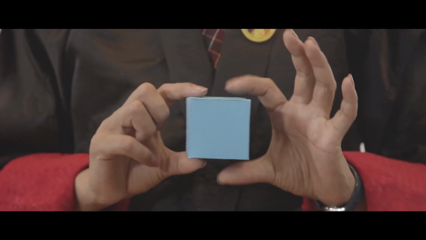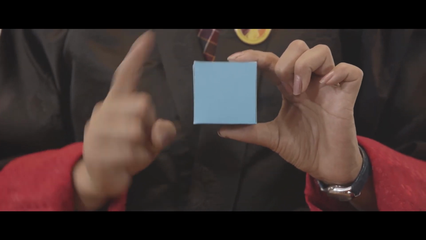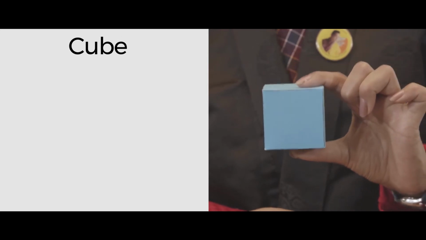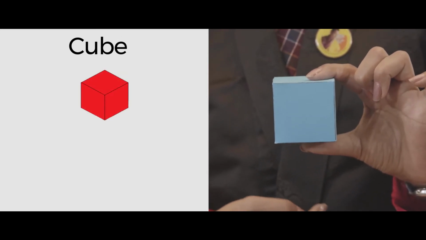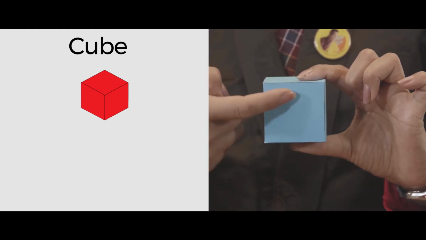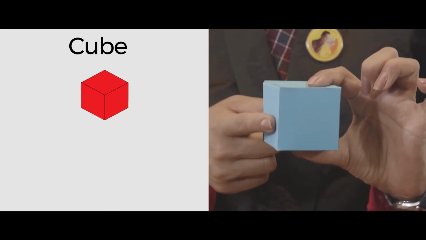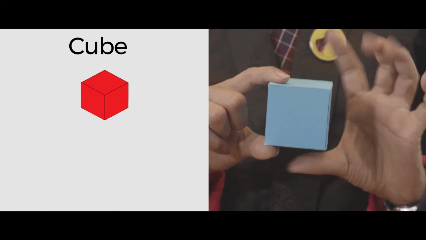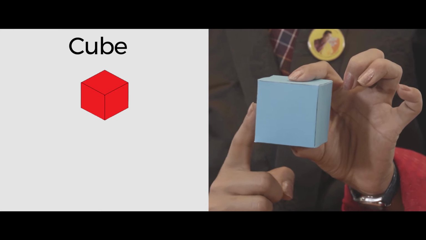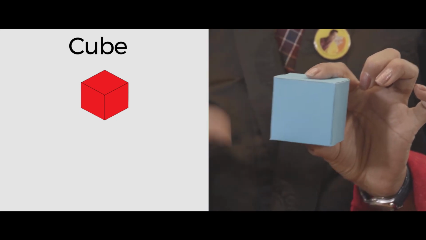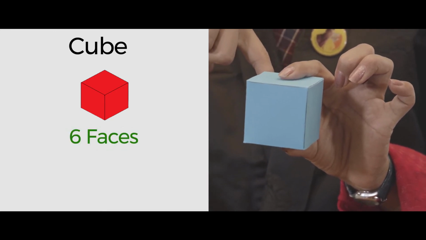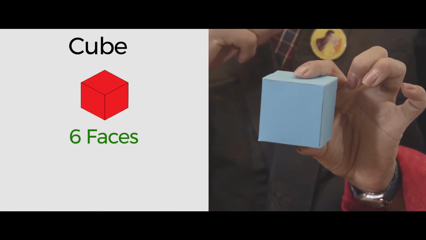Okay? Now this shape is called a cube. C-U-B-E, cube. Okay? Now let us look at the attributes of this shape, the cube. Do you see faces on this shape? Let us count how many faces this shape has. It has 1, 2, 3, 4, 5, and 6. One at the back, right? So a cube has 6 faces.